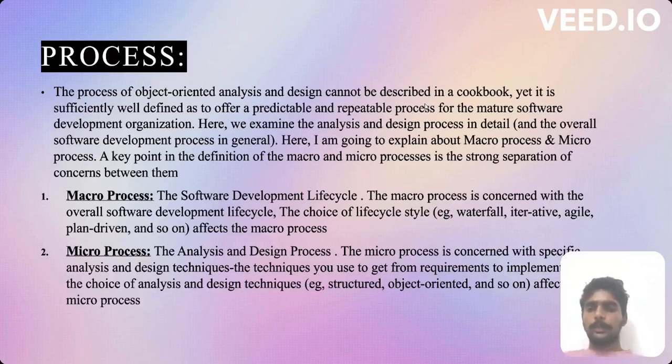First, we need to discuss the macro process. The macro process is the software development life cycle. The macro process is concerned with the overall software development life cycle. The chosen life cycle affects the macro process. Next, we discuss the micro process, the analysis and design process. The micro process is concerned with the specific analysis and design techniques you can use to get more requirements and implementation, and the chosen analysis techniques affect the micro process.